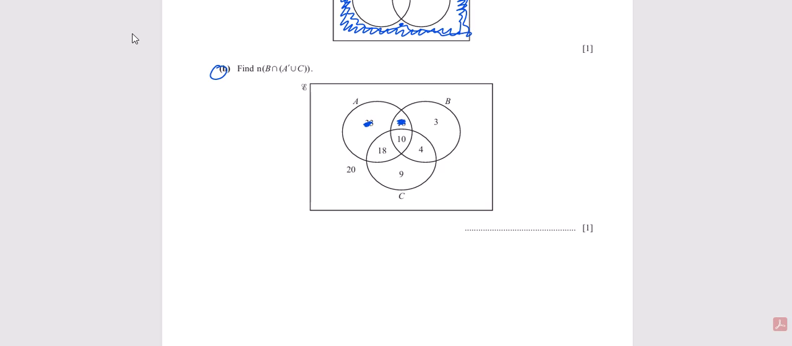Now we take B complement. If we take B complement, these numbers are in the circle: this number, this number and this number. So the sum of these numbers is 10 plus 4 plus 3, which is equal to 17. So the final answer is 17.